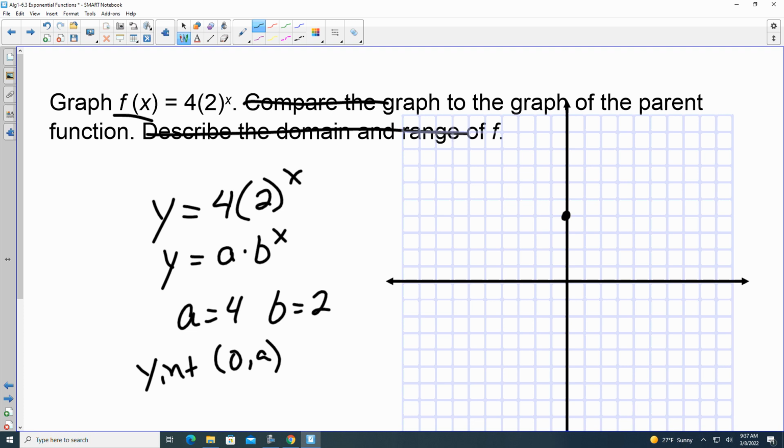For my value b, since b is greater than 1, it's an example of exponential growth, and it will look like this. It won't cross the x-axis, because remember, those terms would then be undefined. So that is the graph for that particular function.